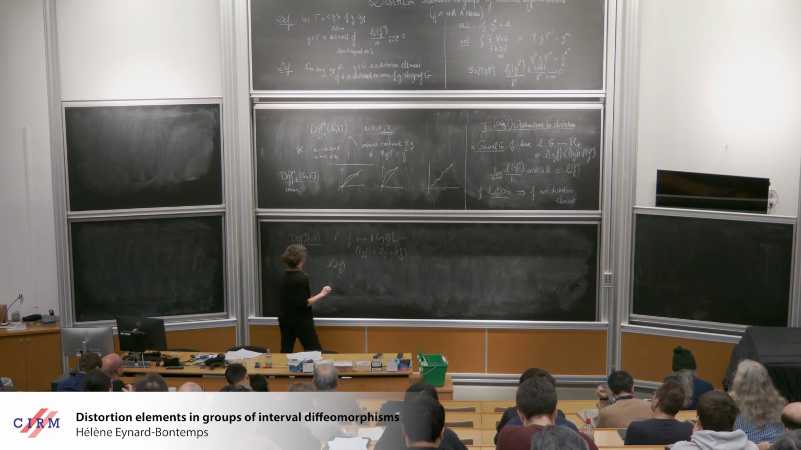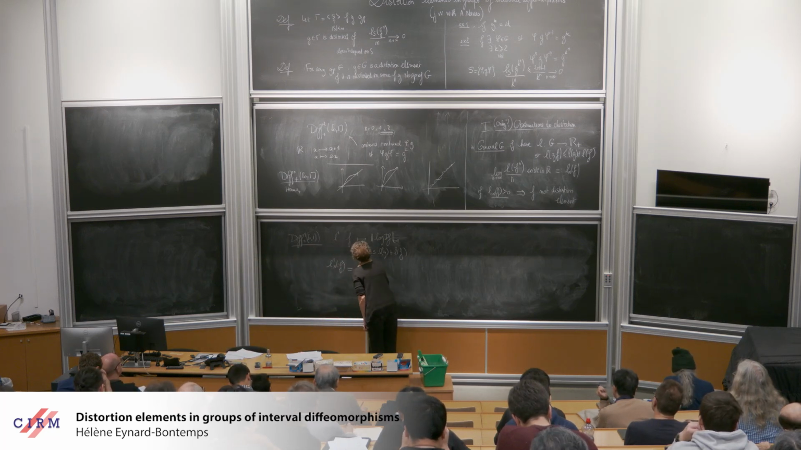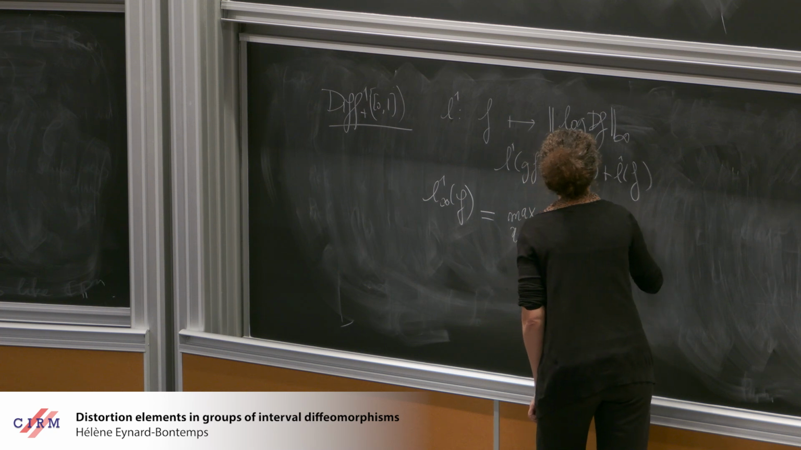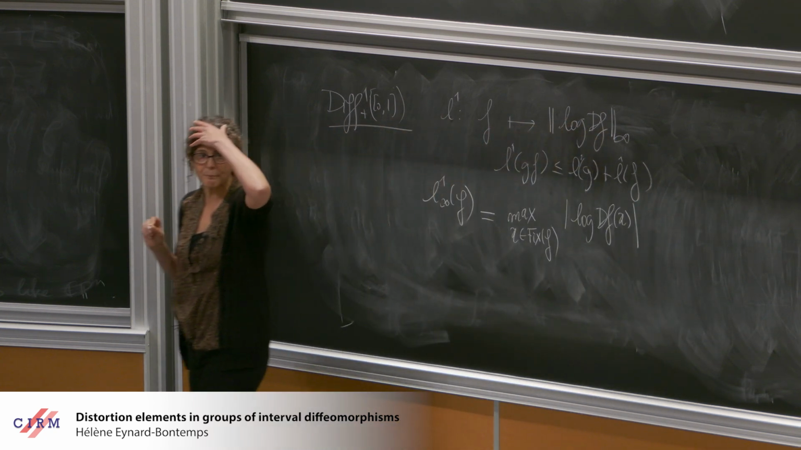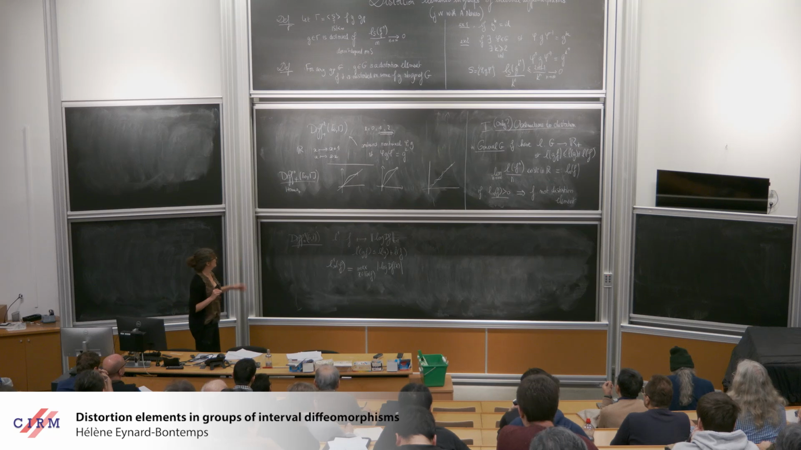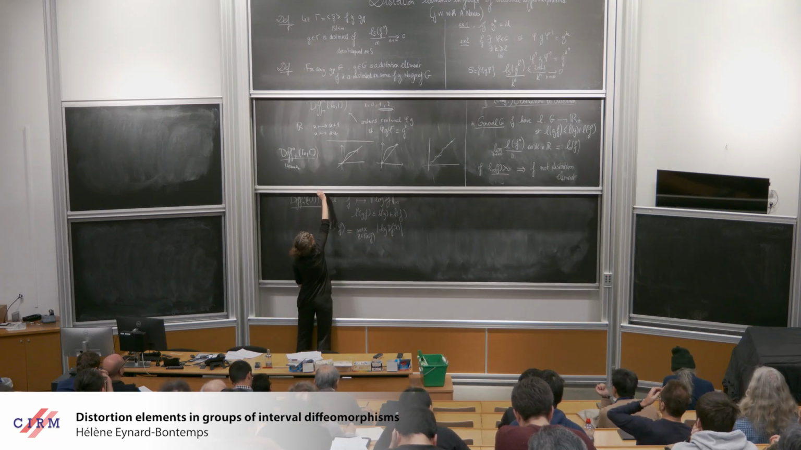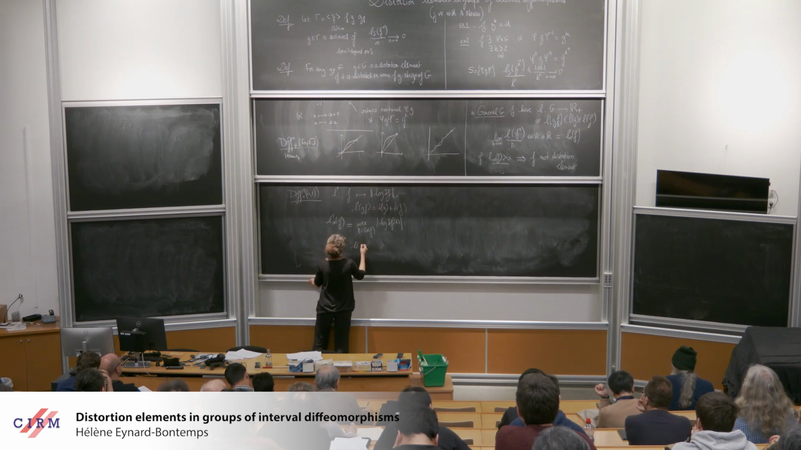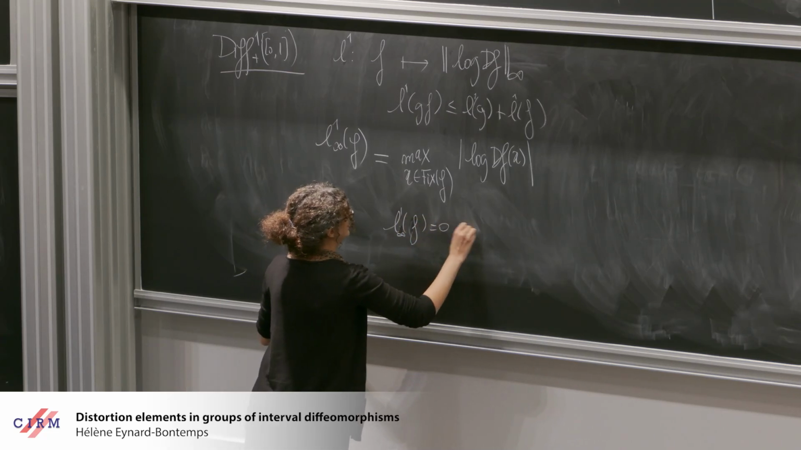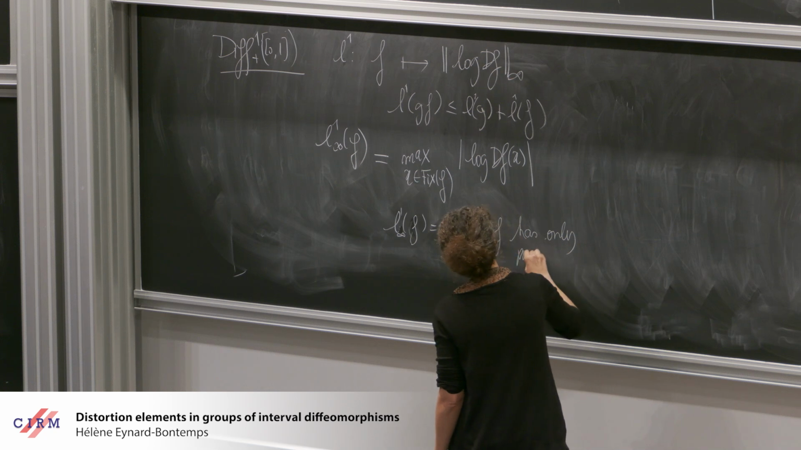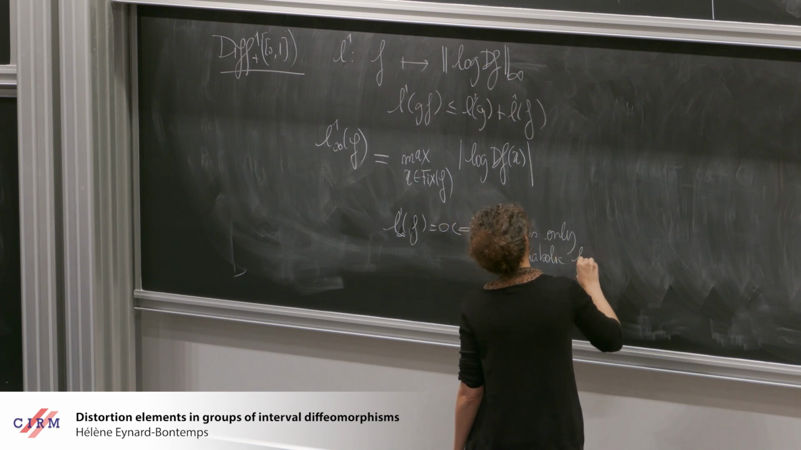And what is this quantity? Concretely, this is the maximal Lyapunov exponent. So this is the maximum, for x in the fixed points of f, of the logarithm of the derivative of f at this point. You can show that. Okay. So basically, this quantity is 0 if and only if f has only parabolic fixed points.